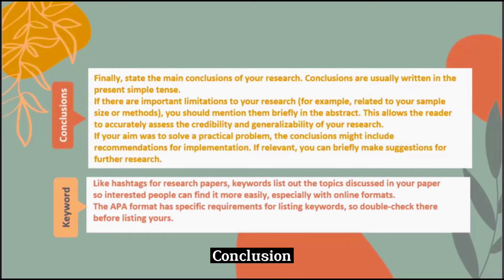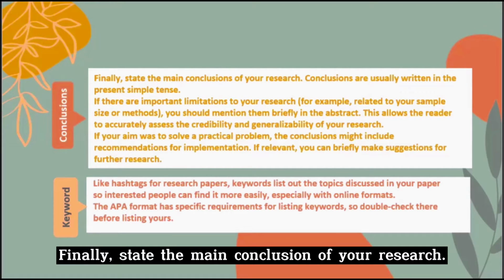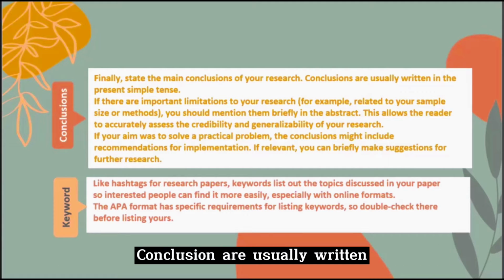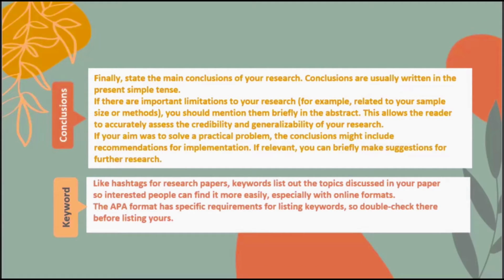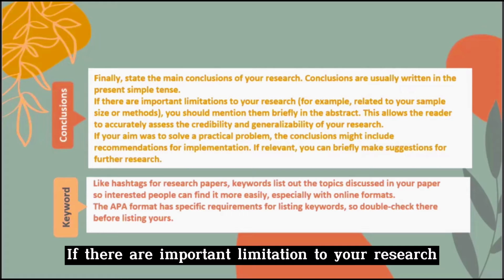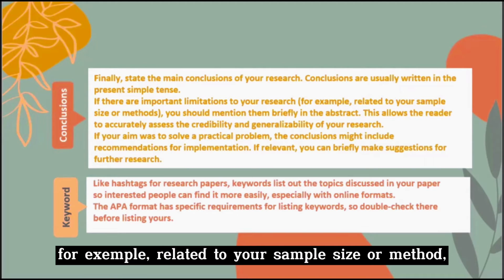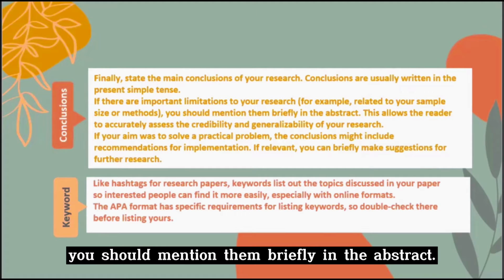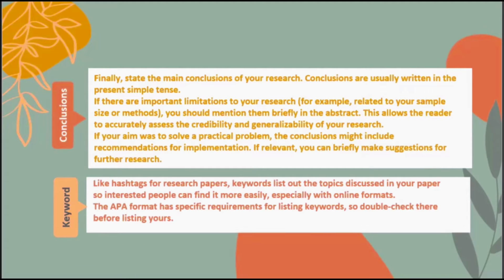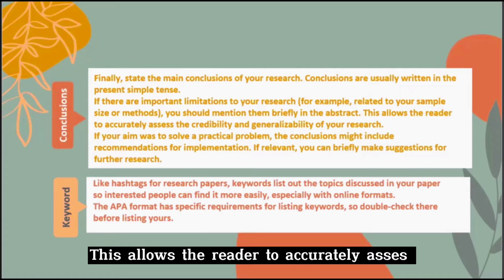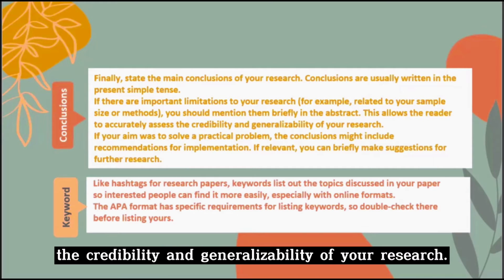Conclusion. Finally, state the main conclusion of your research. Conclusions are usually written in the present simple tense. If there are important limitations to your research, for example, related to your sample size or methods, you should mention them briefly in the abstract. This allows the reader to accurately assess the credibility and generalizability of your research.